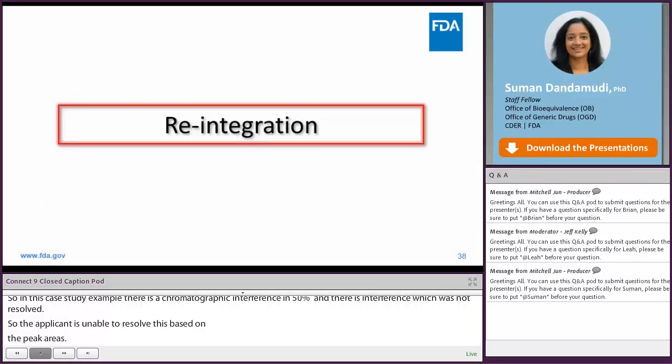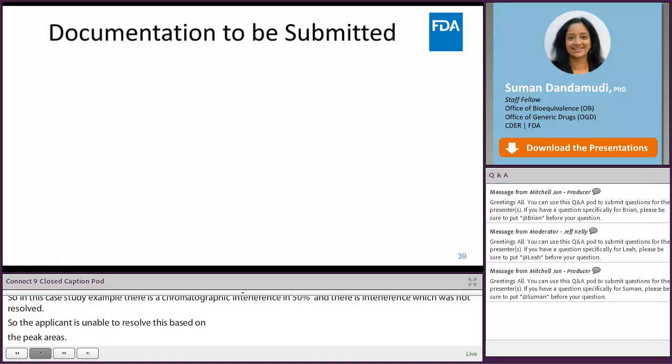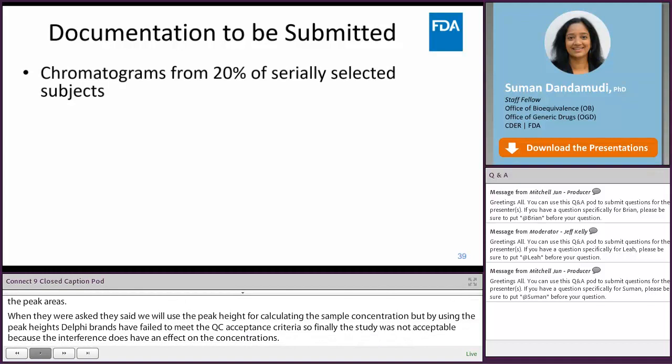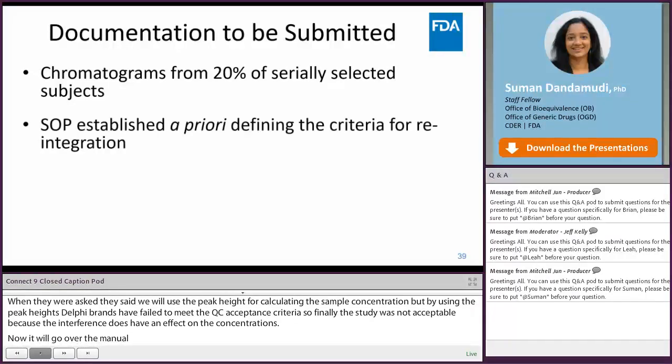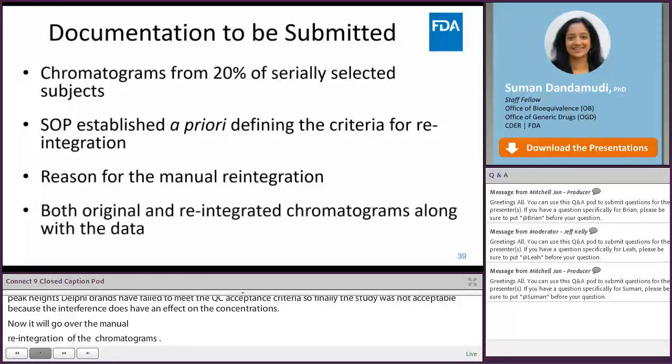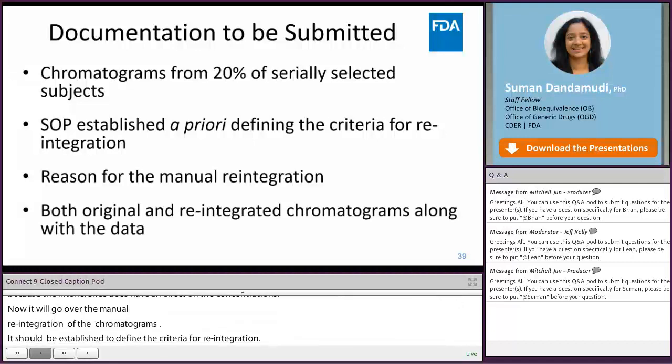Now I'll go over the manual reintegration of the chromatograms. So what documentation usually do you have to submit for the chromatograms? We need chromatograms from 20% of the serially selected subjects, and SOPs should be established a priori, and they should define the criteria for reintegrations. And they should provide the reason for the manual reintegration, and both the original and reintegrated chromatograms along with the data should be submitted.